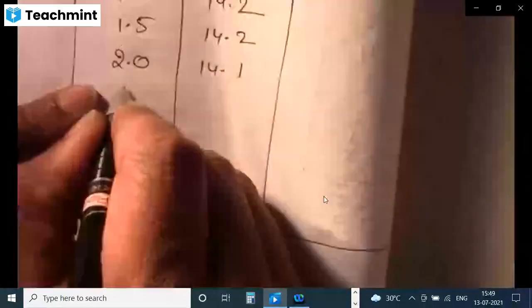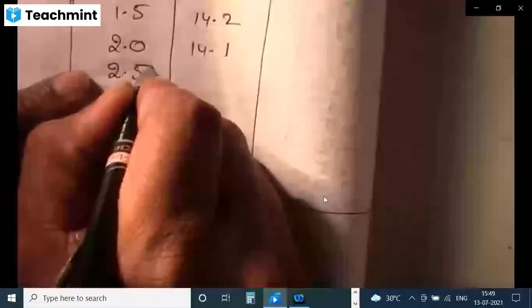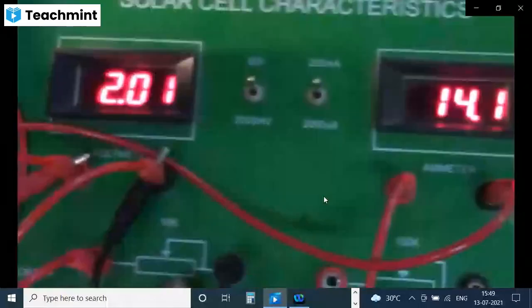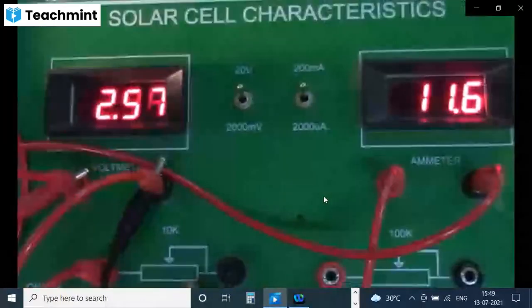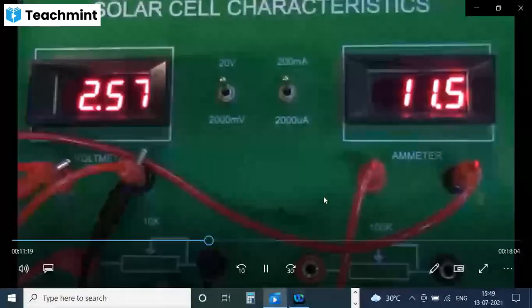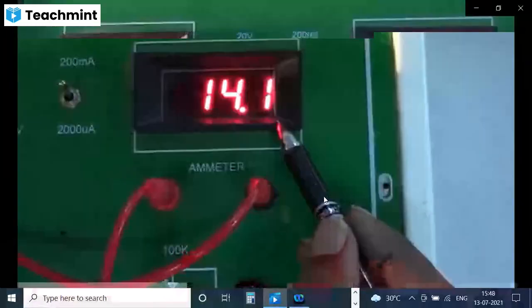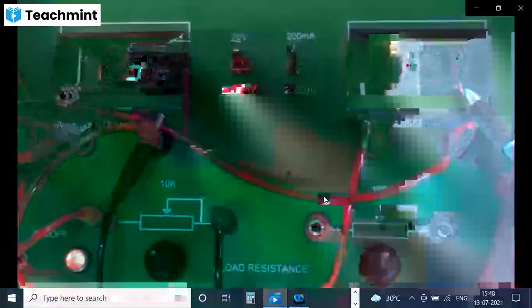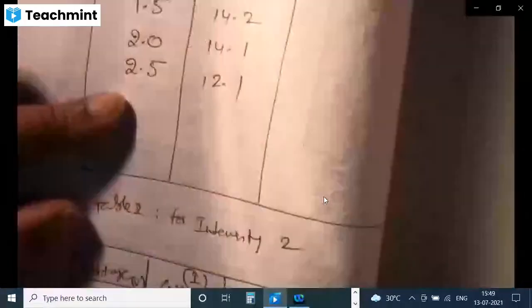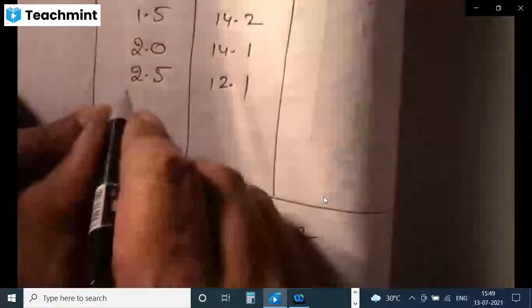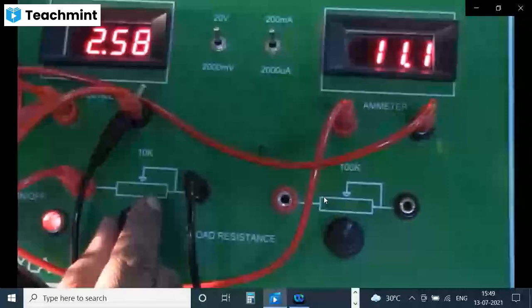Next, apply 2.5 volts. So how to apply? By increasing the resistance. So now the voltage is 2.5 volts. The corresponding current is 12.1 milliamperes. 12.1 milliamperes. Next, apply 3.0 volts by increasing the load resistance. So by adjusting the load resistance exclusively, you have to increase the resistance.